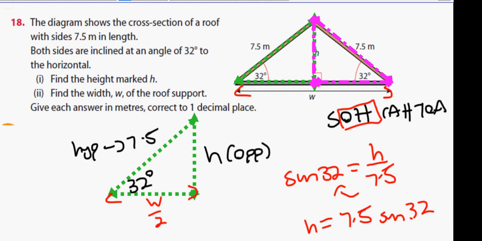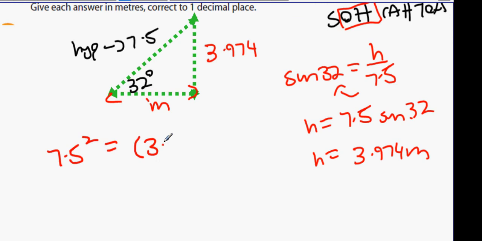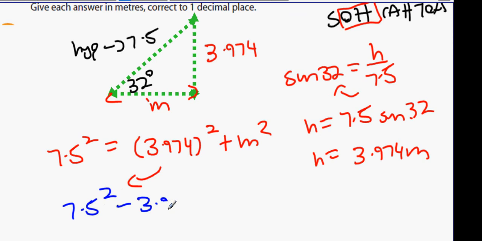So let's find out. Now what's our option, lads? We can do two things. We can do Pythagoras' theorem, or we can do an angle. Whatever one we want. Okay, might as well do Pythagoras' theorem, will we? Just easier, I suppose. So, don't call this length W over 2. Just give it a letter like M. Okay? So 7.5 squared equals 3.974 squared plus M squared. Bring that over to the other side. 7.5 squared minus 3.974 squared equals M squared.